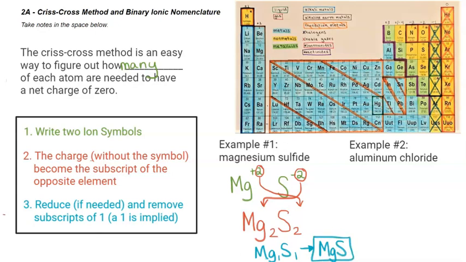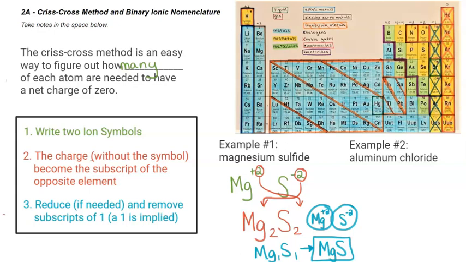And if we were to draw a picture of this, magnesium has a +2 charge and sulfur has a -2 charge, so we only need 1 of each to create a balanced formula with a net charge of 0. So we do know that this indeed is the correct formula. And instead of having to draw a picture, all we had to do was crisscross the charges to make them the subscripts. Let's try one more example here.